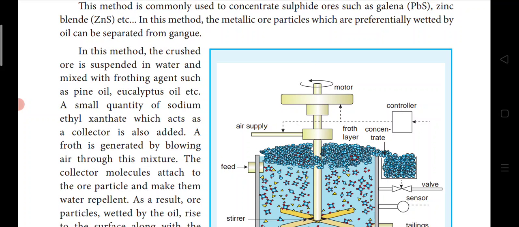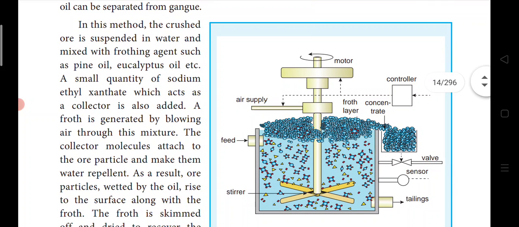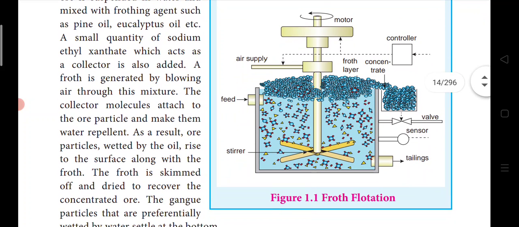So here also, first we have to crush the ore, which is suspended in water and mixed with a frothing agent. And as the frothing agent we use pine oil or eucalyptus oil, and a small quantity of sodium ethyl xanthate. So all these are very, very important. It could be asked, and reasoning questions also. Sodium ethyl xanthate, which acts as a collector, is added and a froth is generated.